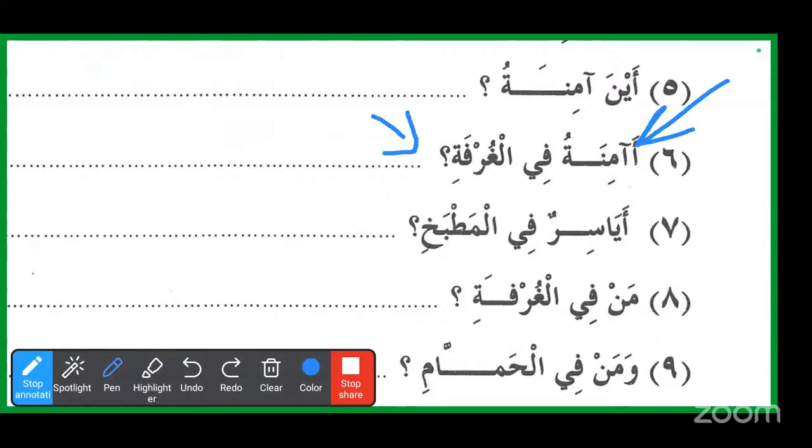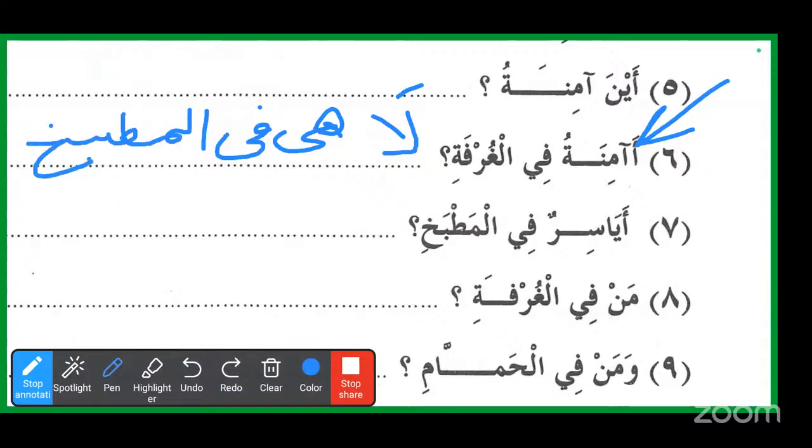لا، هي في المطبخ. أحسنت. ياسر في المطبخ؟ لا، هو في الحمام. Correct. ما شاء الله. Next one.